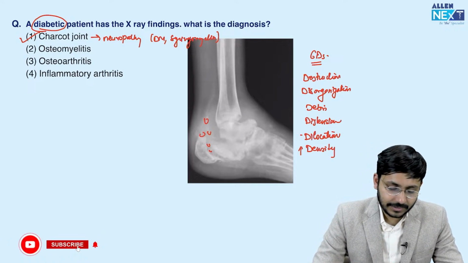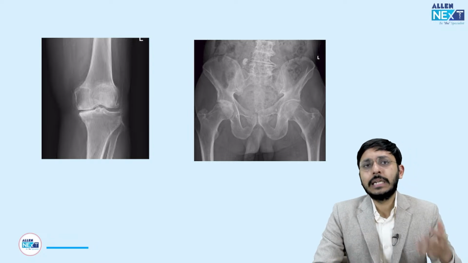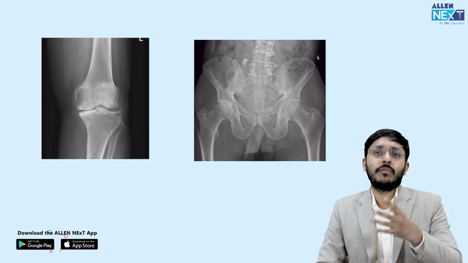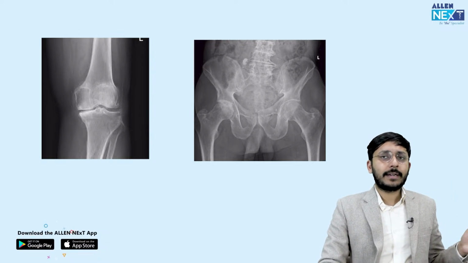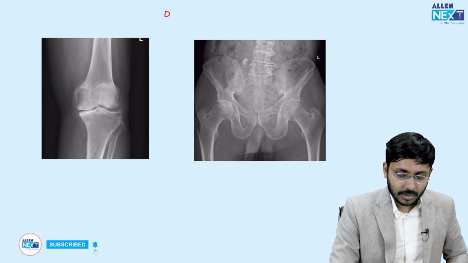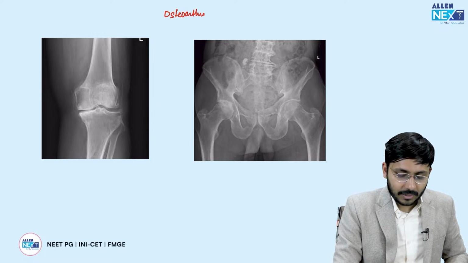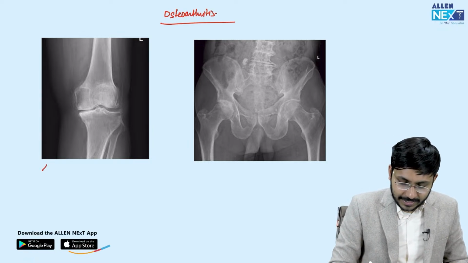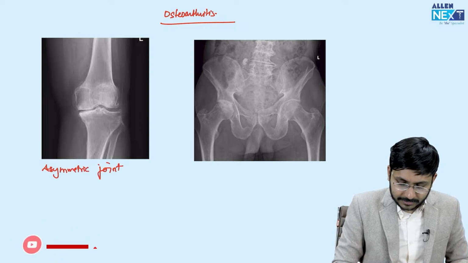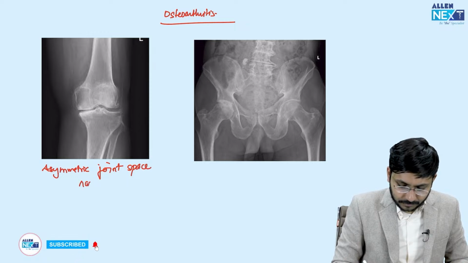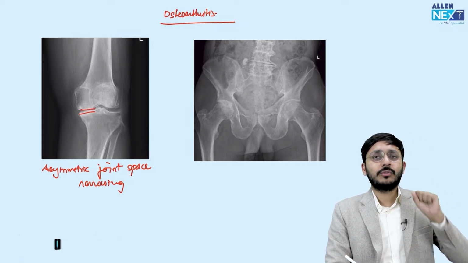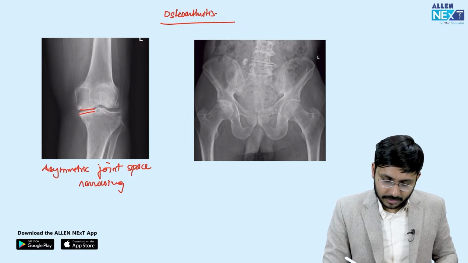Now the next arthritis is again a very common arthritis in an elderly female, who complains of pain in the knee, which increases on subsequent walking. So we are talking about a non-inflammatory type of arthritis which increases on activity. So the prototype of it being osteoarthritis. And on an X-ray, what do we see? We see asymmetric joint space narrowing. Asymmetric joint space narrowing, that is the weight bearing part of the joint shows narrowing as compared to a non-weight bearing part.